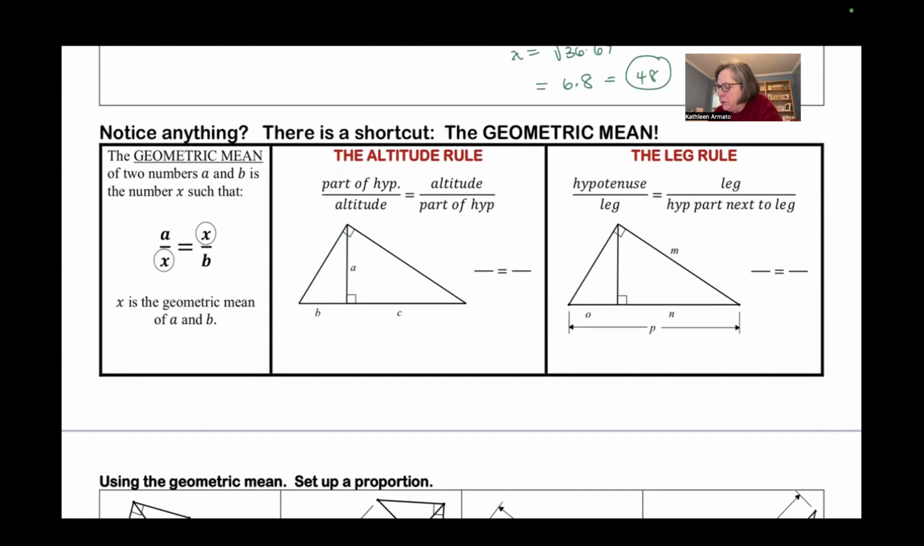There's going to be two rules that you need to know. One is when what you have is the altitude of the original triangle. Okay, if you have that. And the other is the leg rule if we're interested in one of the legs of the original triangle. So these words, altitude and leg, refer to the original triangle. And I'm going to just jump to the punchline, I guess. A squared will equal B times C.